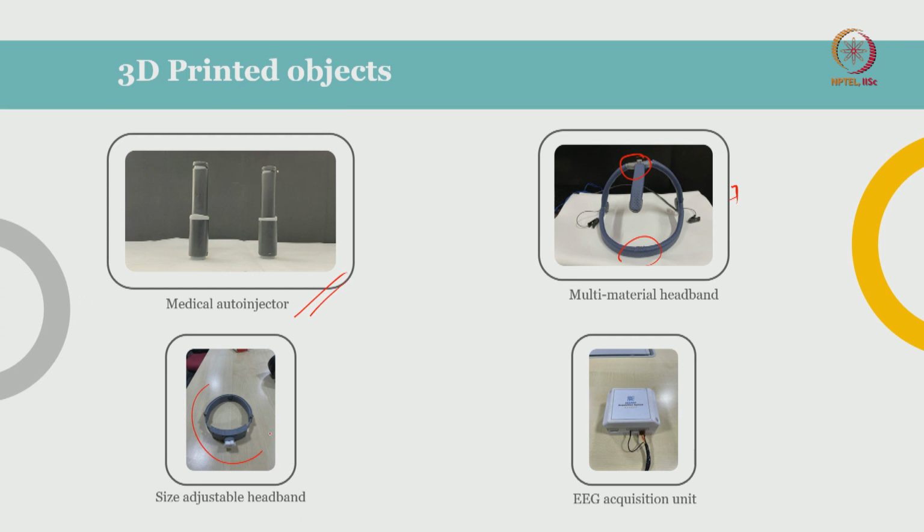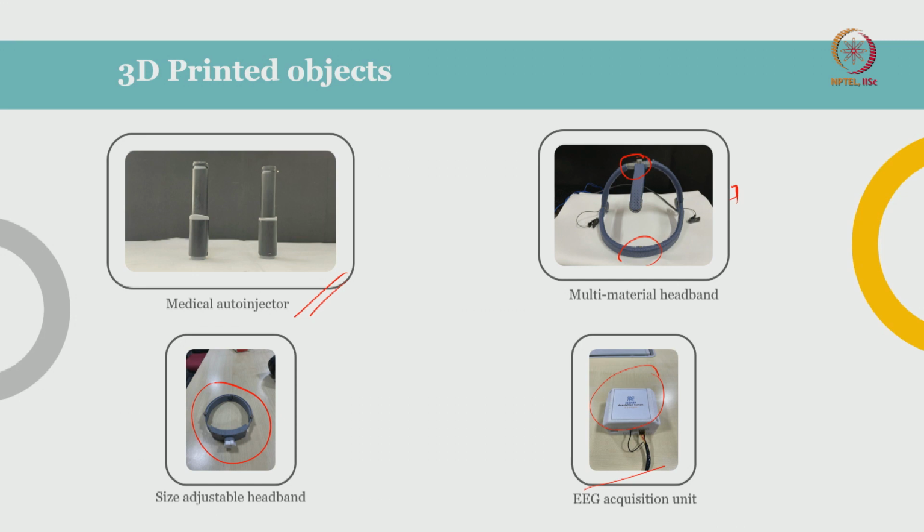And this is another size adjustable headband with the rigid material only. This is also used for EEG acquisition, and this is an acquisition unit which, as we said, we can model accordingly, so it will have minimal interference or minimal noise from the outside. So that's how this thing is designed and developed, and this is actually FDM printed, while all the others are SLA 3D printed.